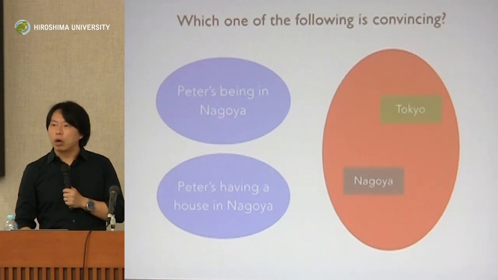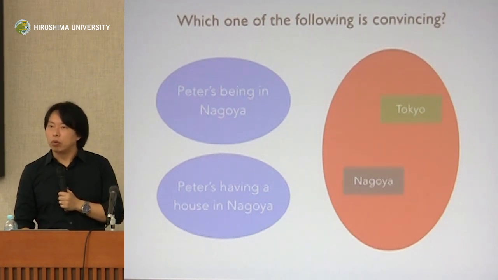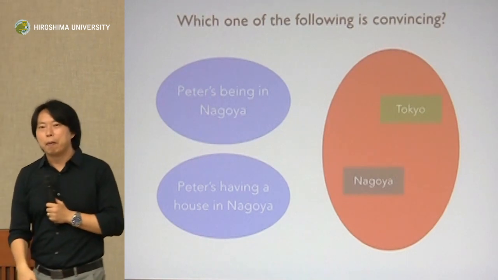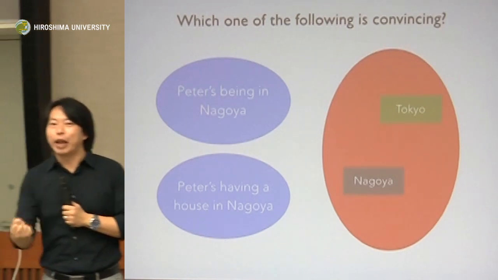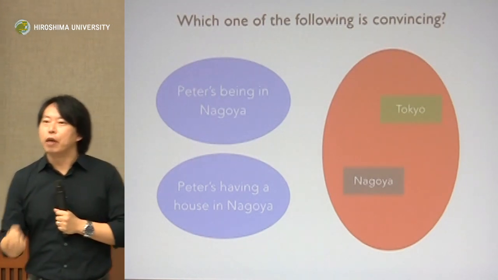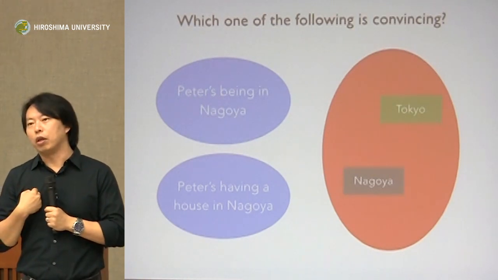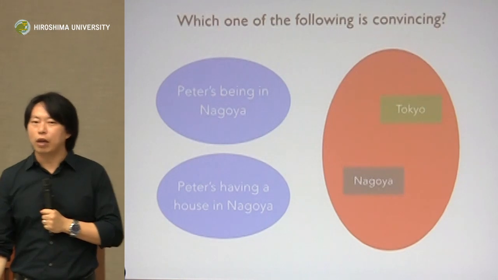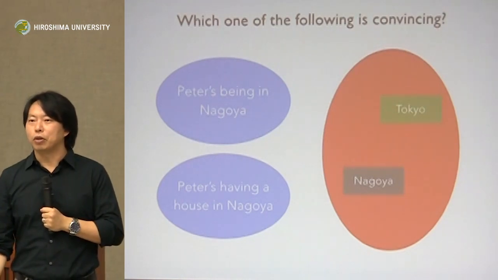If you're in Nagoya, of course you're not in Tokyo. Of course, if you're not in Tokyo, it doesn't mean that you're in Nagoya. But there is a necessary connection, a necessary condition. If you are in, for example, Hiroshima, of course you're not in Tokyo. You cannot be at two places at the same time. You're not God.